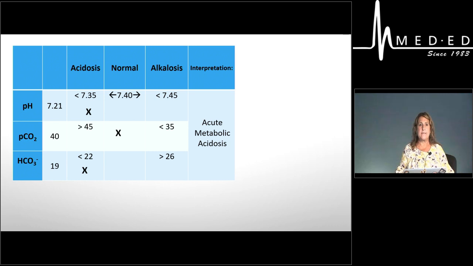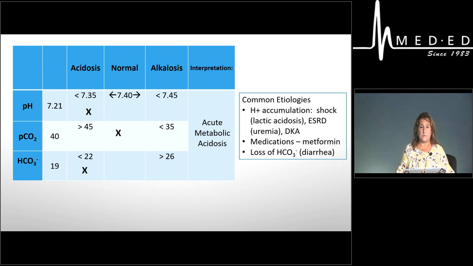Things that can cause acute metabolic acidosis are things that y'all probably see often. Shock, end-stage renal disease, diabetic ketoacidosis. One of the anti-diabetic medications called metformin can also cause it. Some other GI problems like diarrhea or GI fistulas can also cause an acute metabolic acidosis.